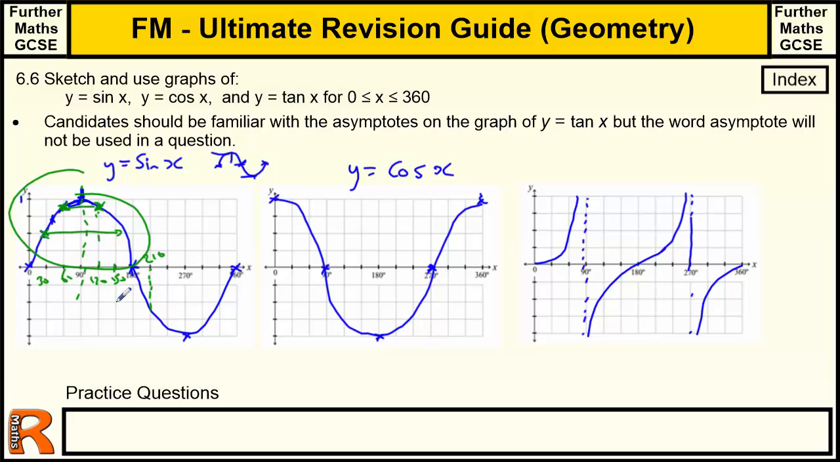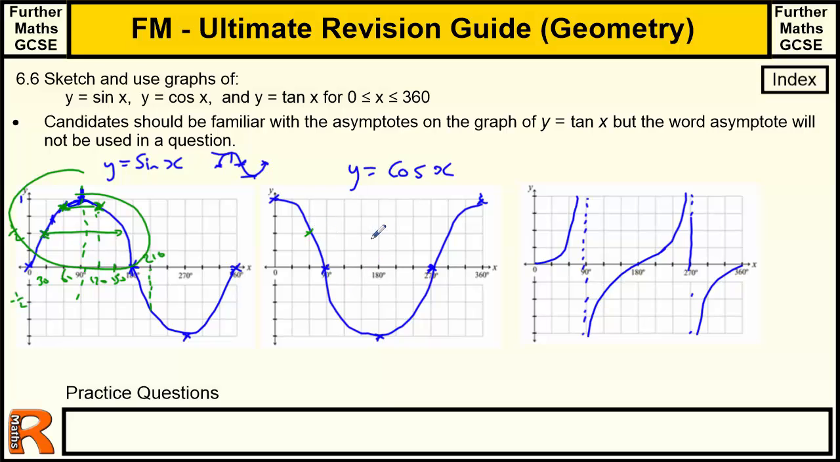So this would be at minus, should be minus a half. This one should be at half. It's actually an exact value. And the cos graph is exactly the same, because it's the same graph, it's just been moved sideways. So the same ideas apply.